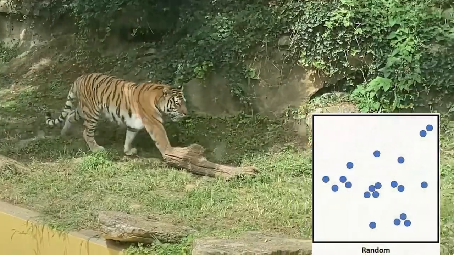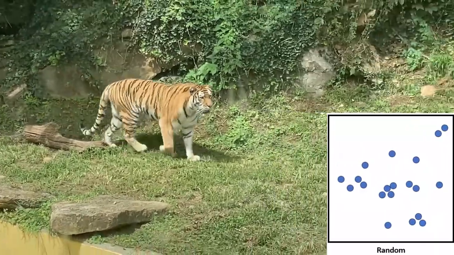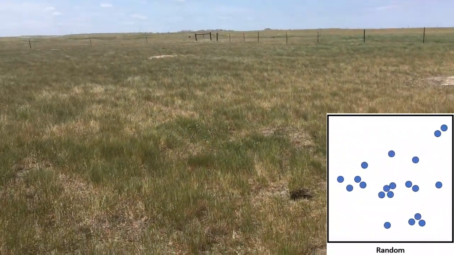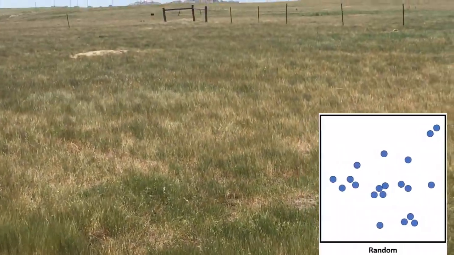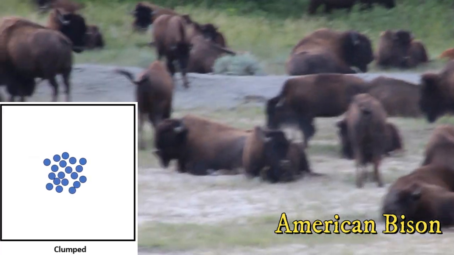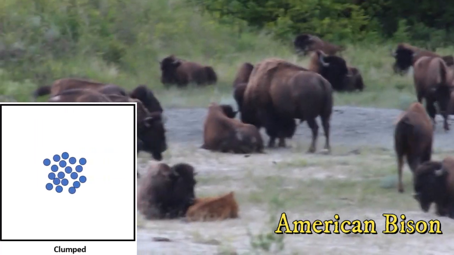Random distributions can be seen in solitary animals, such as tigers, or in wind-dispersed plants like dandelions and grasses, which can have seeds land based on where the wind blows. Clumped distributions are seen in animals that group together or plants that drop their seeds below the parent plant.